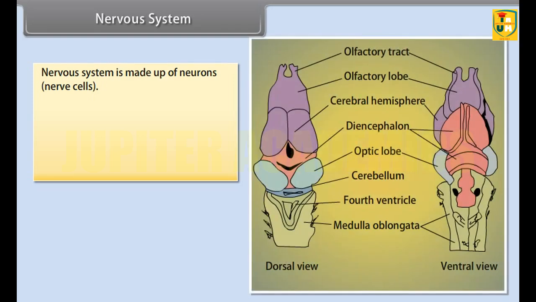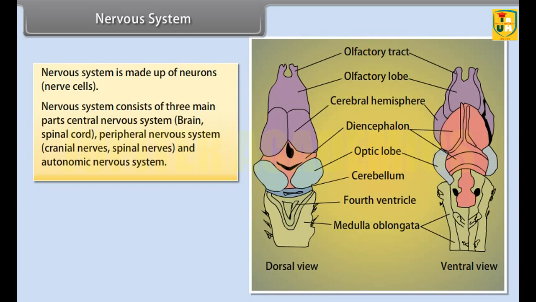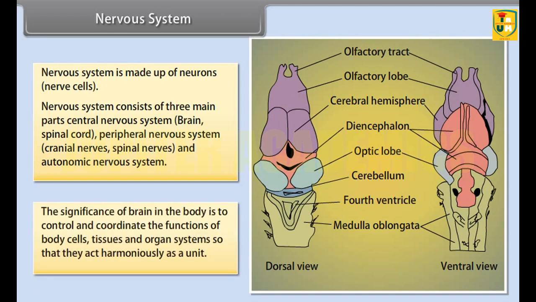Nervous system. Nervous system is made up of neurons, that is, nerve cells. Nervous system consists of three main parts: central nervous system, brain and spinal cord; peripheral nervous system, cranial nerves and spinal nerves; and autonomic nervous system. The significance of brain in the body is to control and coordinate the functions of body cells, tissues, and organ systems so that they act harmoniously as a unit.